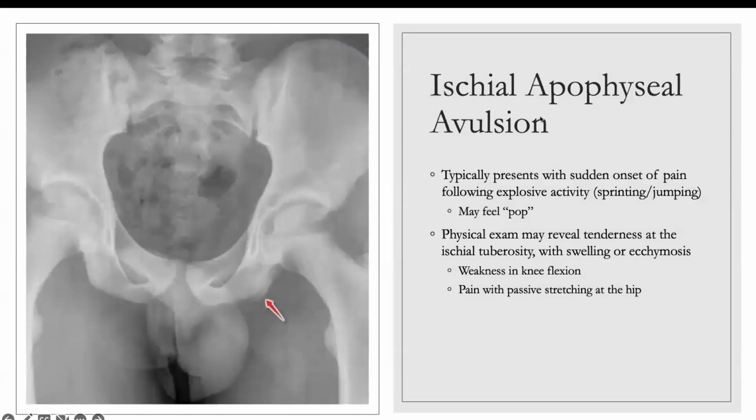Like I said, that spot is high risk for avulsion injury. So this is what we want to look out for: the ischial apophyseal avulsion injury. These patients present with a sudden onset of pain after an explosive activity. So our sprinters and our jumpers, they're going to feel a pop in their gluteal region. On physical exam, they're going to have exquisite tenderness at that ischial tuberosity and may present with swelling or significant ecchymosis as well. They're going to have significant weakness in knee flexion, and when you passively stretch them at the hip into flexion, they're going to have pain as well.